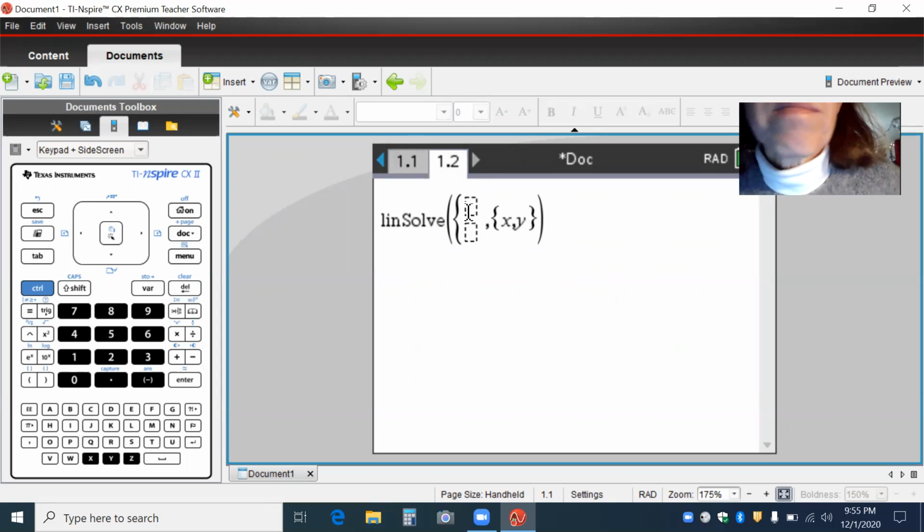I don't know what I did with my equations. Okay. Here we go. I knew I had paper here with them.